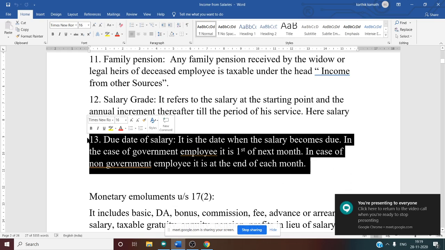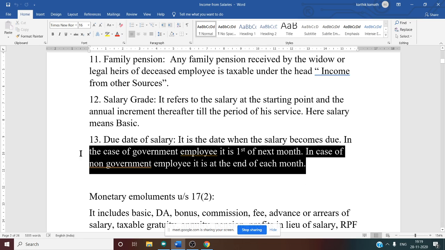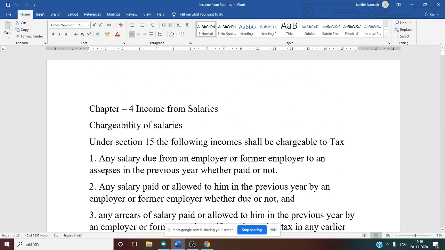Due date of salary, there are two categories of employee. One is government employee. For them, it is the first of next month. Suppose you are working for the month of April, they will get the salary on May 1st. In the case of non-government employees, it is at the end of each month. That means if you are working for the month of April, at the end, that means 30th April, you are getting the salary. So due date of salary is also important. So all these things are there in salary.